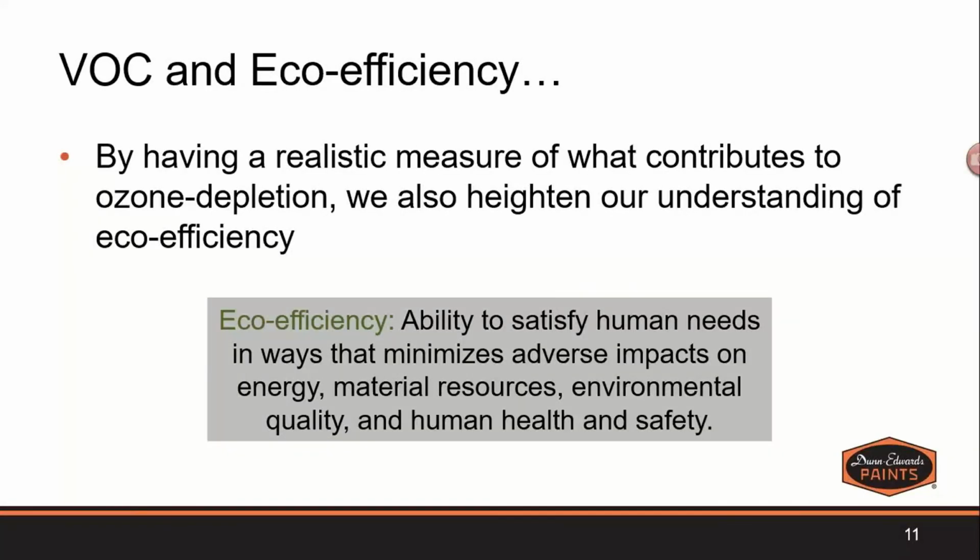So by having a realistic measure, again, of what contributes to ozone depletion, we heighten our understanding of efficiency, where eco-efficiency can be defined as the ability to satisfy human needs in a way that minimizes adverse impacts on energy, material resources, environmental quality, and human health and safety. And I want to focus a second on where it says the ability to satisfy human needs.